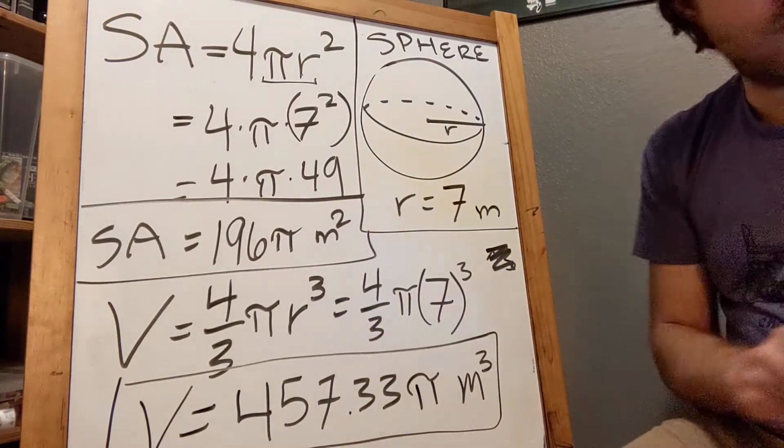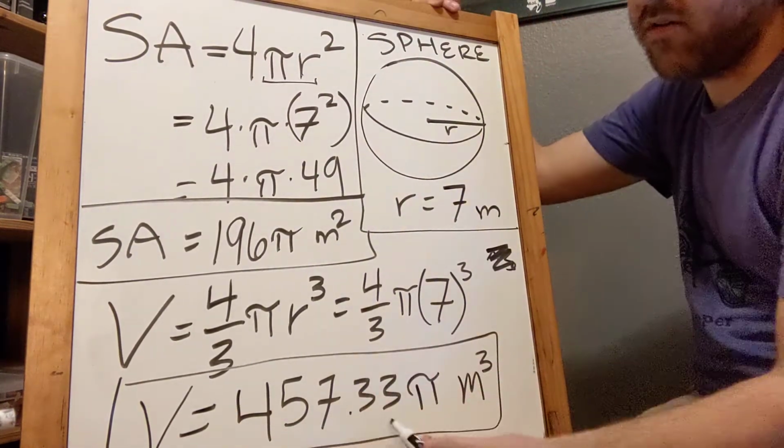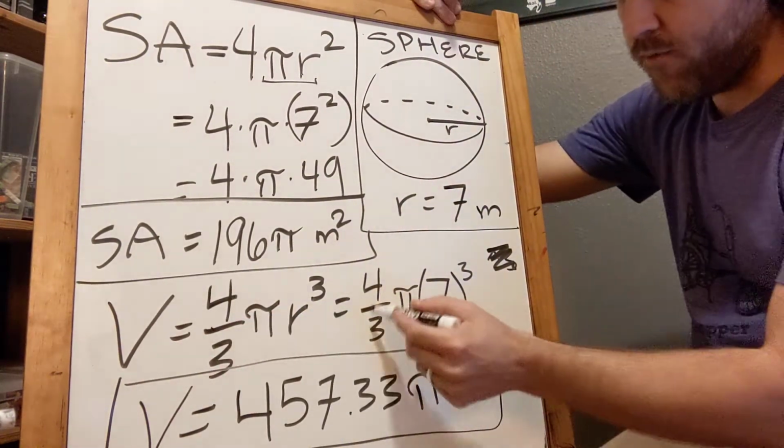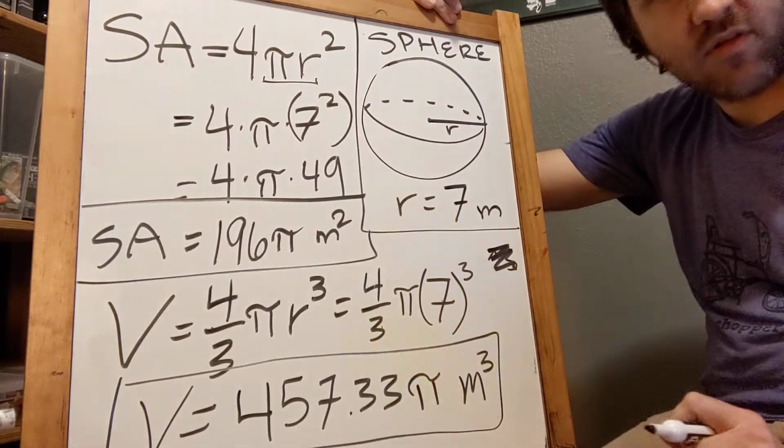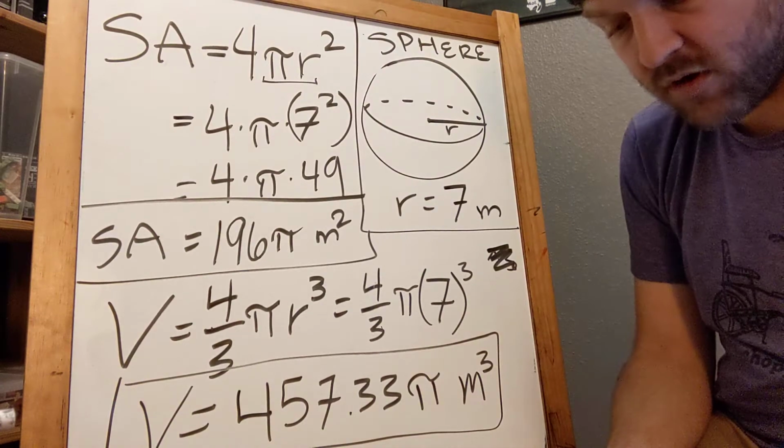Don't let that intimidate you. Just know you're getting the answer for the numerical part, 4/3 times 7 to the third, and then you're putting pi on the end, meters to the third. And that's it for spheres.